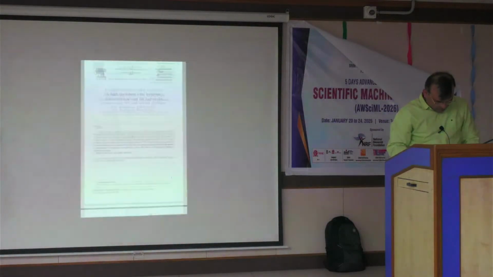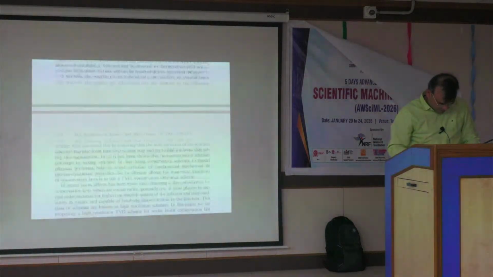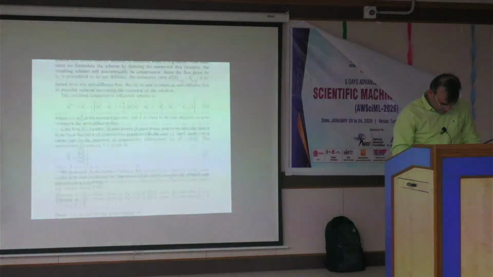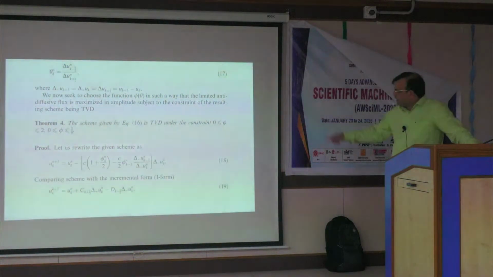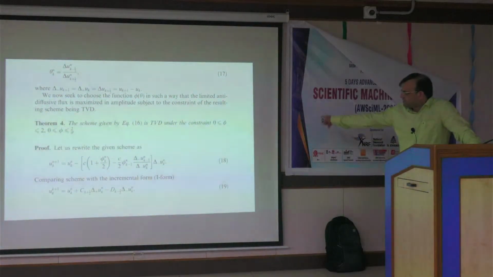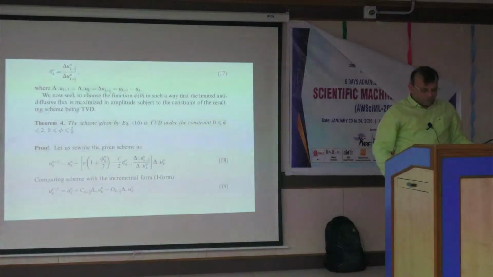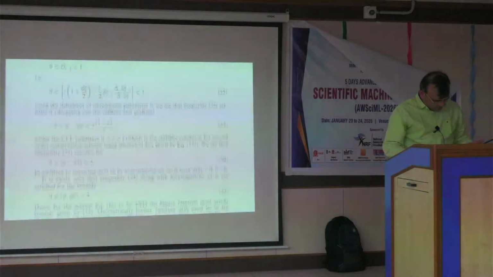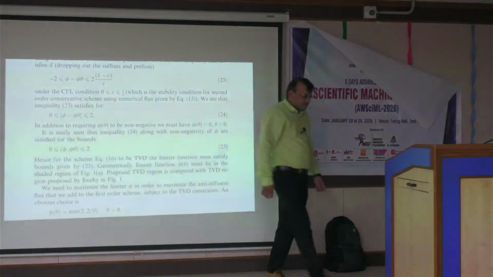And if you see, this is one of Ritesh's papers. You will see the limiters in the functions. You can see the scheme to be TVD, total variation diminishing, if this function phi sits in 0 to 2 and 0 to 2 by theta. This is one of the cases he proved during his PhD. The derivation is more or less the same: 0 is less than or equal to phi, phi by theta is less than or equal to 2.